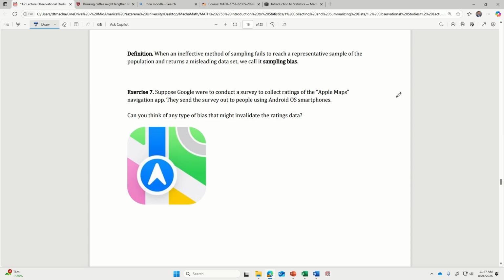But if Google were to send me a survey, an Android OS user, I would say, yeah, I've got a negative opinion of Apple Maps. But that's biased, right? The people who like Apple Maps are not going to be using Android OS. So that's an ineffective sampling technique. That's sampling bias. Do you understand why?